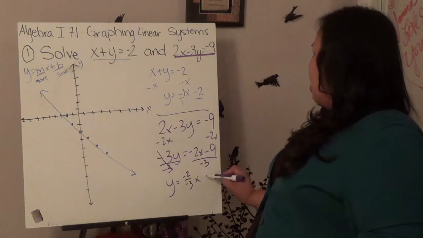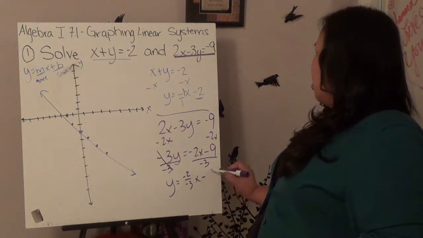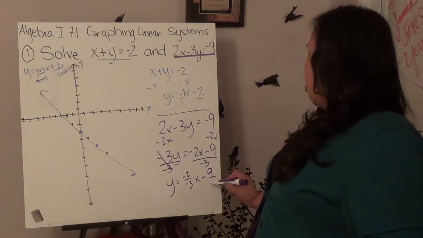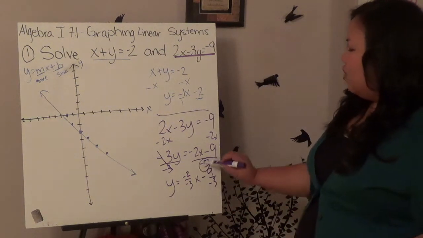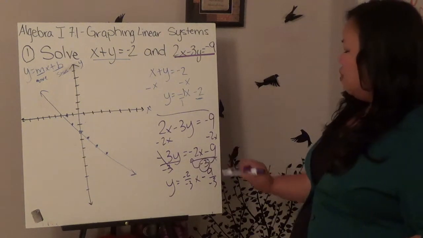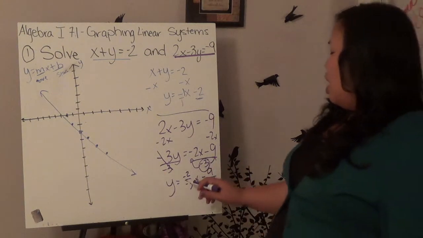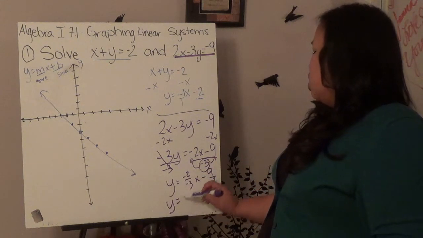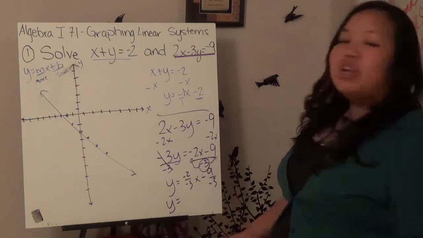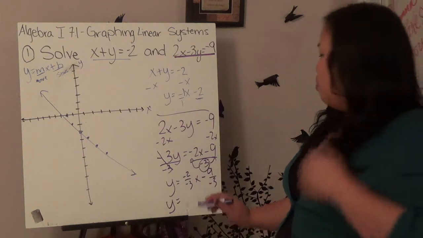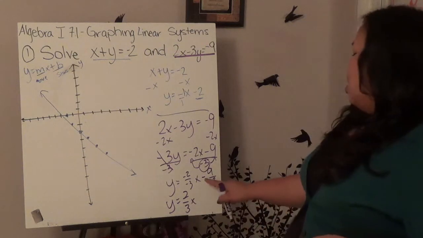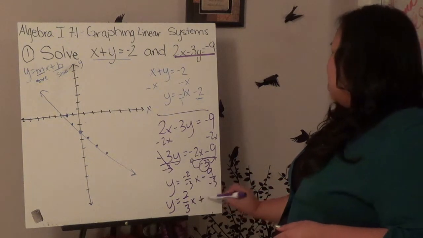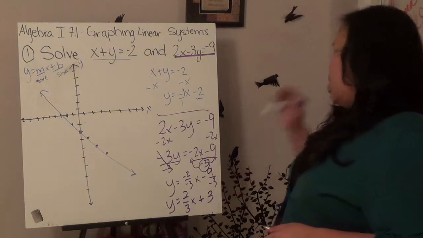And then -9 over -3. Okay? I take the 3 and I give it to the -2 and I give it to the -9. So that's how I get it. Now I can reduce. So -2 over -3 is the same thing as +2 over 3. So 2 over 3x. And then negative and negative give me a positive. 9 divided by 3 is 3.